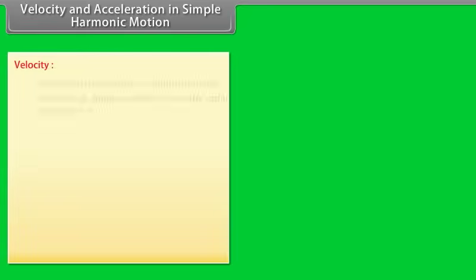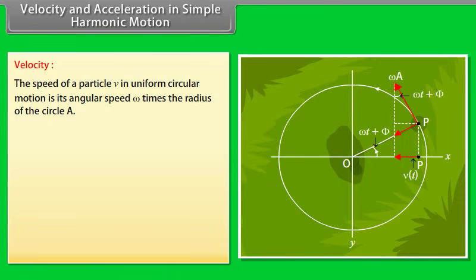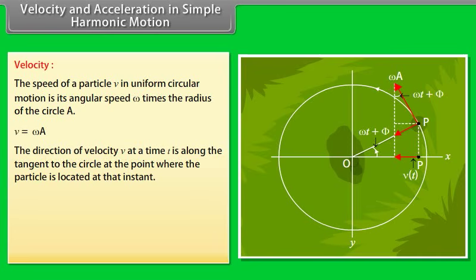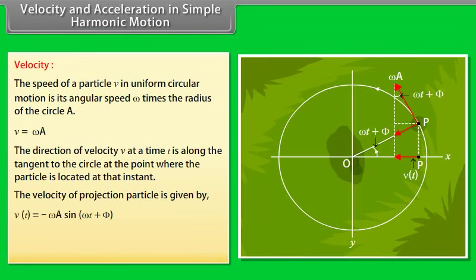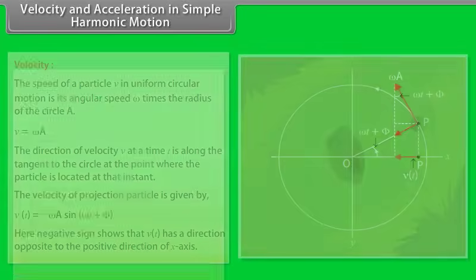Velocity and acceleration in simple harmonic motion. The speed of a particle v in uniform circular motion is its angular speed ω times the radius of the circle A. v = ωA. The direction of velocity v at time t is along the tangent to the circle at the point where the particle is located at that instant. The velocity of the projection particle is given by v(t) = −ωA sin(ωt + φ), where the negative sign shows that v(t) has a direction opposite to the positive direction of the x-axis.